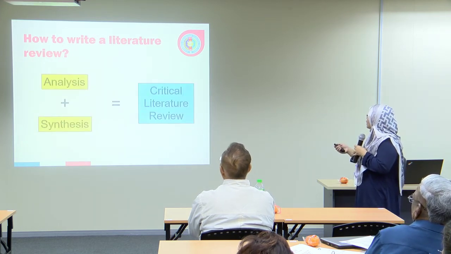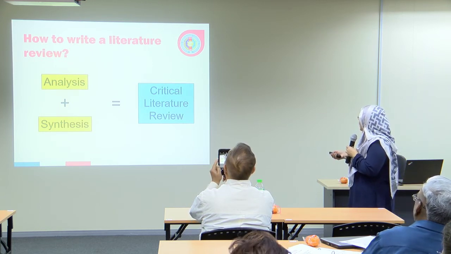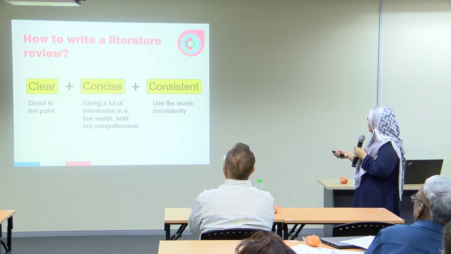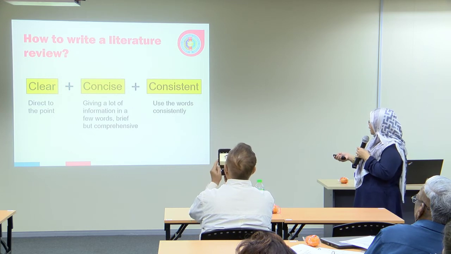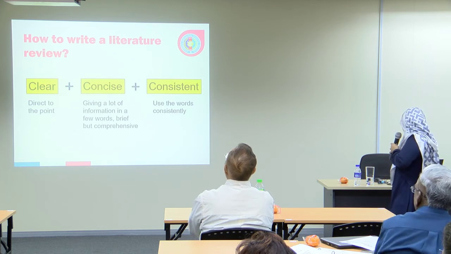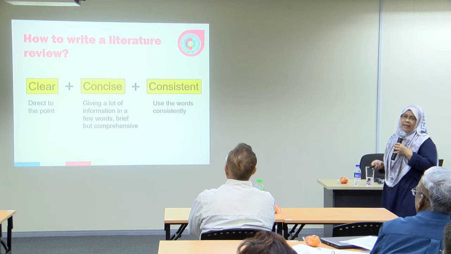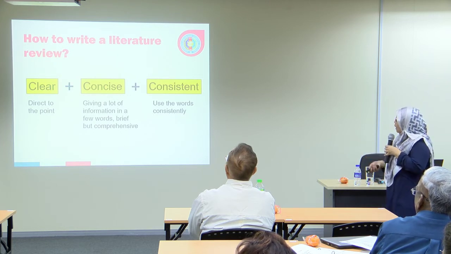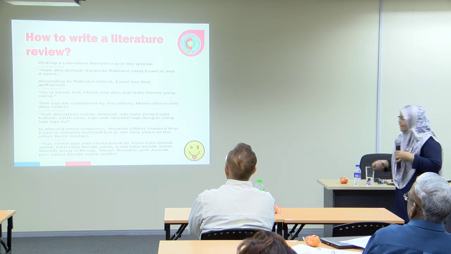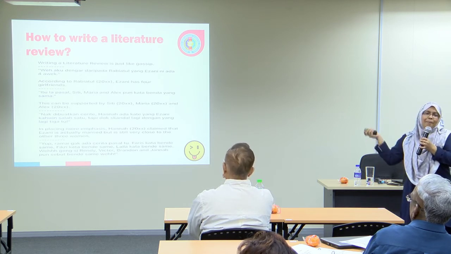Okay. So how to write a literature review: analyze plus synthesis, you can get a critical literature review. Clear, direct, to the point, concise, giving a lot of information in a few words, brief and comprehensive, and use the word consistently. How to write English, maybe you are already familiar with all this, right? Okay, you read this. This is how the literature review is written.